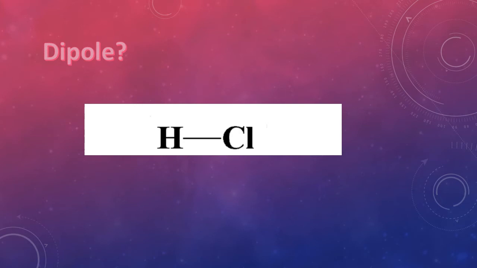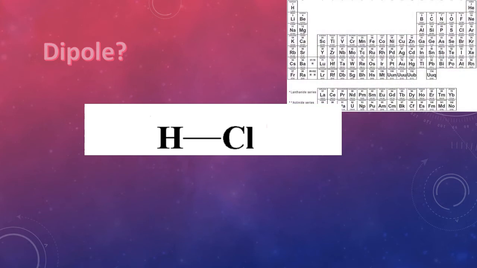To figure out whether or not something has a dipole, you kind of got to look at the difference between these two guys. Now remember, hydrogen sits here in terms of electronegativity, and hydrogen and chlorine aren't very close neighbors. Plus you've got the fact that hydrogen is super small and chlorine's really big.